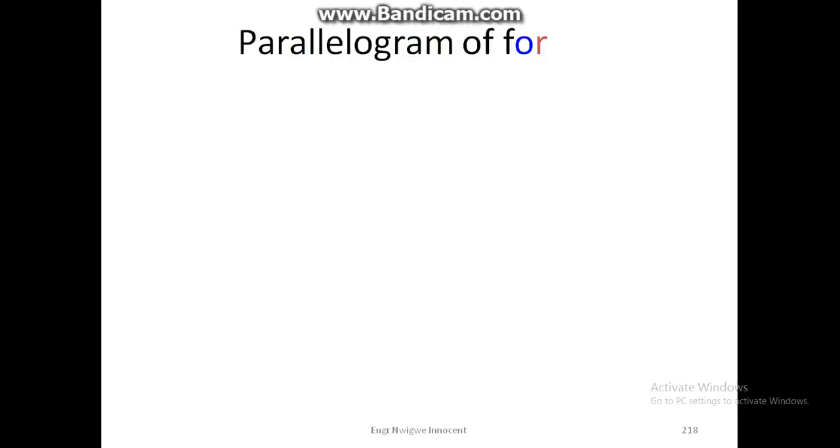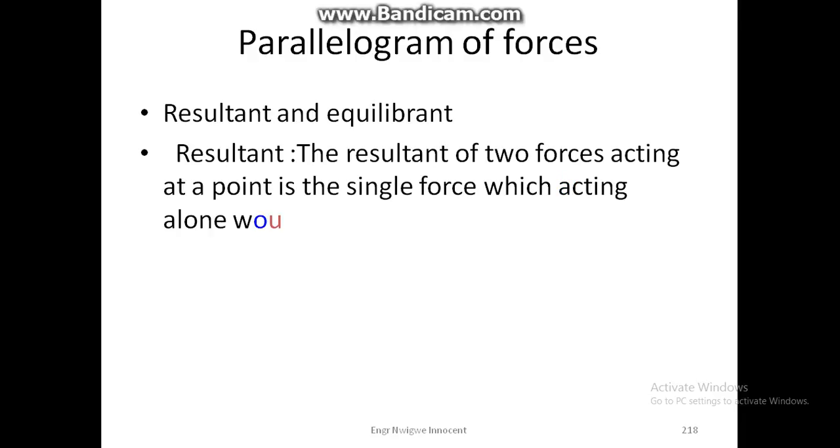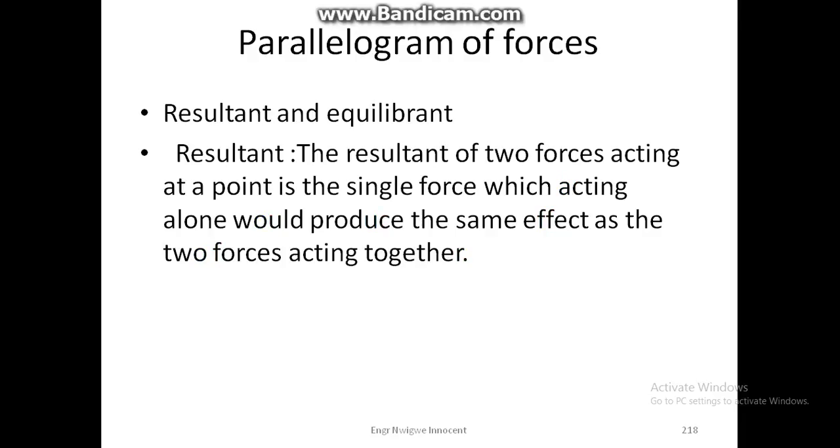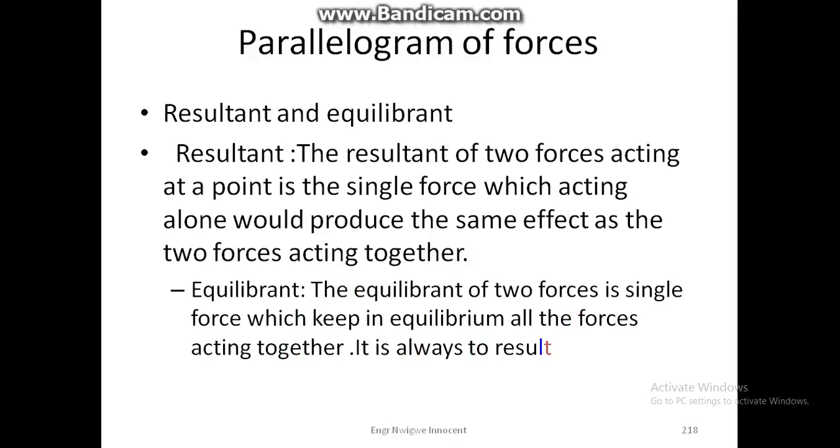Parallelogram of forces, resultant and equilibrant. Resultant: the resultant of two forces acting at a point is the single force which, acting alone, would produce the same effect as the two forces acting together. Equilibrant: the equilibrant of two forces is the single force which keeps in equilibrium all the forces acting together. It is also equal to the resultant in magnitude, but opposite in direction.